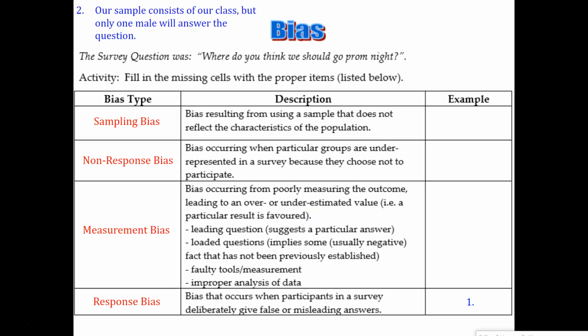Next is, our sample consists of our class, but only one male will answer the question. A lot of people think that this is sampling bias because only one male isn't really representative of the population, but this is actually non-response bias because the sample was our class, and our class has males and females. So it does reflect the characteristics of the population, having both genders. But because only one male will answer, that doesn't mean that only one male was asked. It was only one male will answer. So that means that particular groups were underrepresented because they chose not to participate.